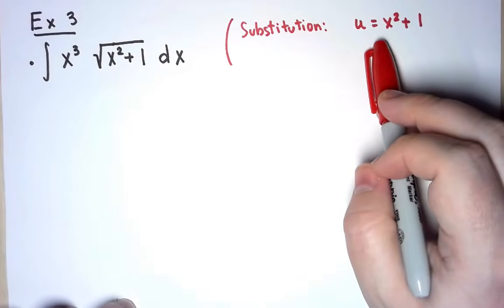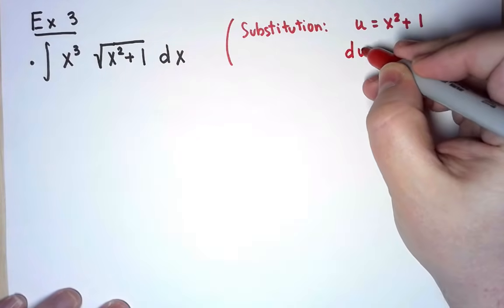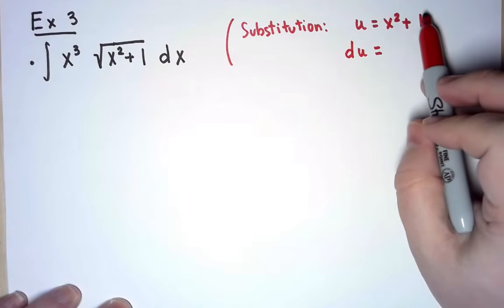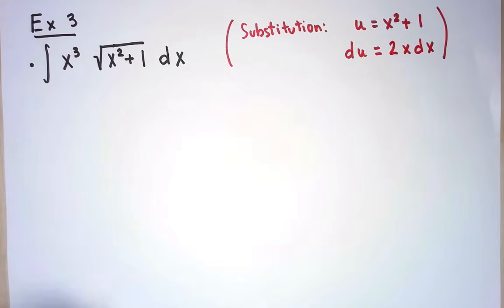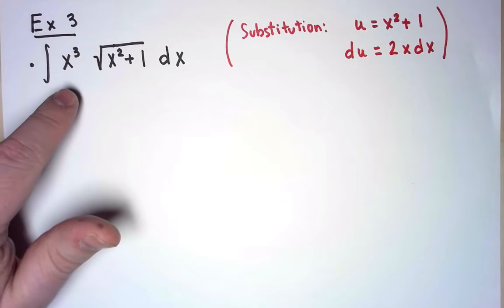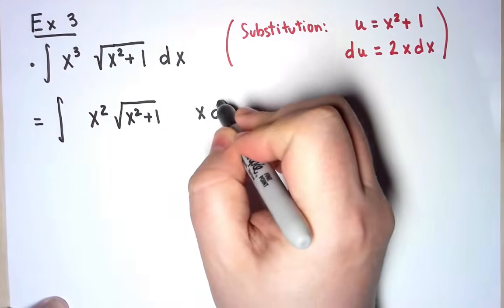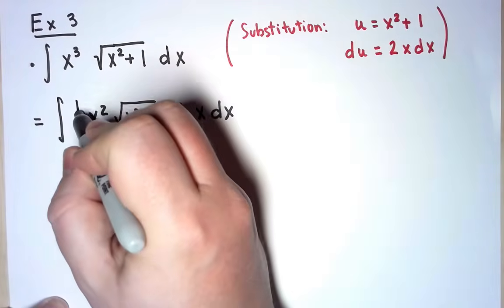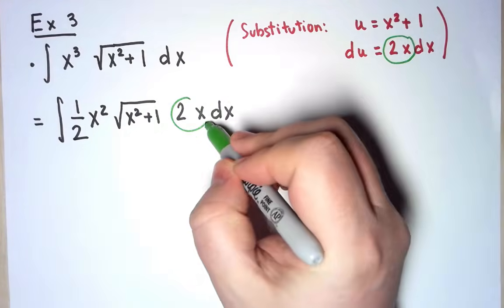Now, if I want to try this, I also need to change the differential. And then du will be the derivative of x squared plus 1, that is 2x times dx. So I need 2x for the differential. I have x cubed. I can separate that as x squared times x. And then I can multiply and divide by 2. Great. I have the piece I need for the differential.